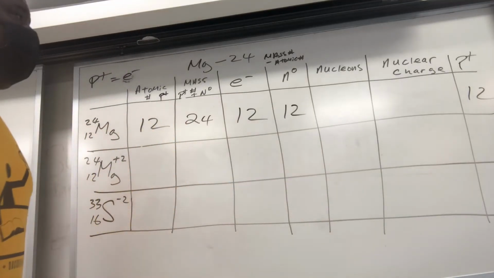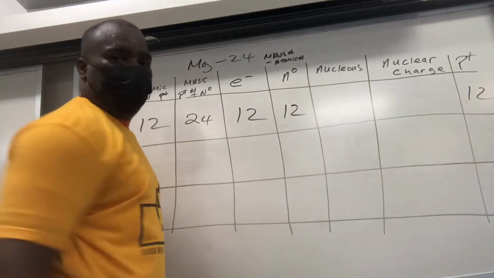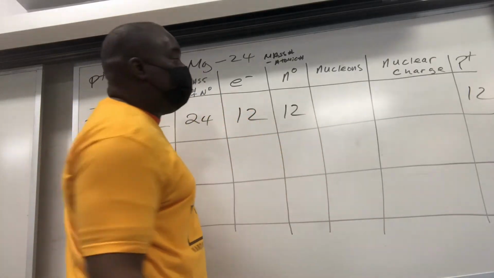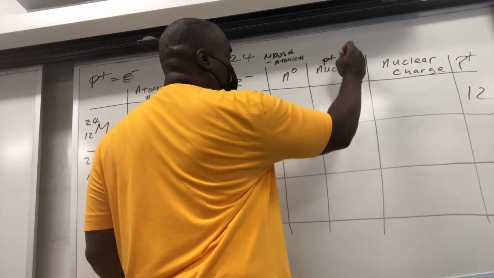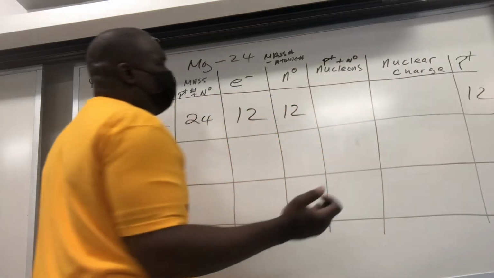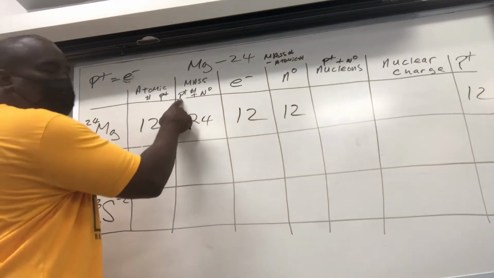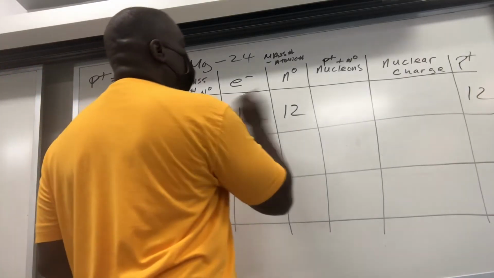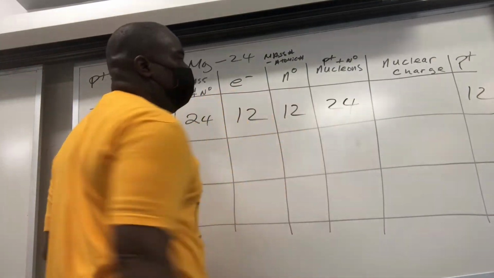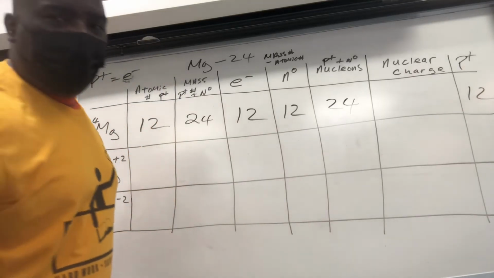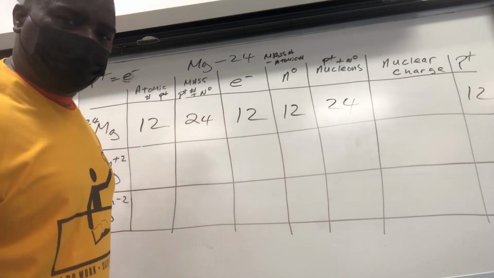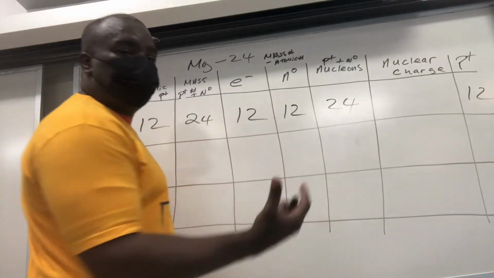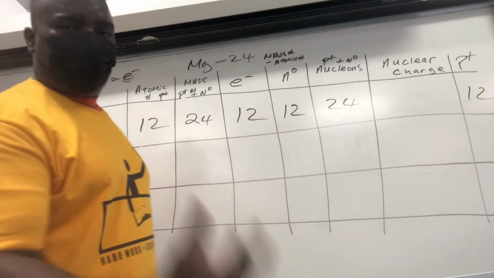No problem. Now, what are the nucleons, people? Remember, nucleons are the particles in the nucleus, which are the protons and the neutrons, and it just so happens that also represents mass number. So you sort of see a pattern here. So you're going to put your 24 for the nucleons. Now, what's the nuclear charge going to be? What do you focus on? What's charged in the nucleus? We know that the protons are the guys that are charged in the nucleus.